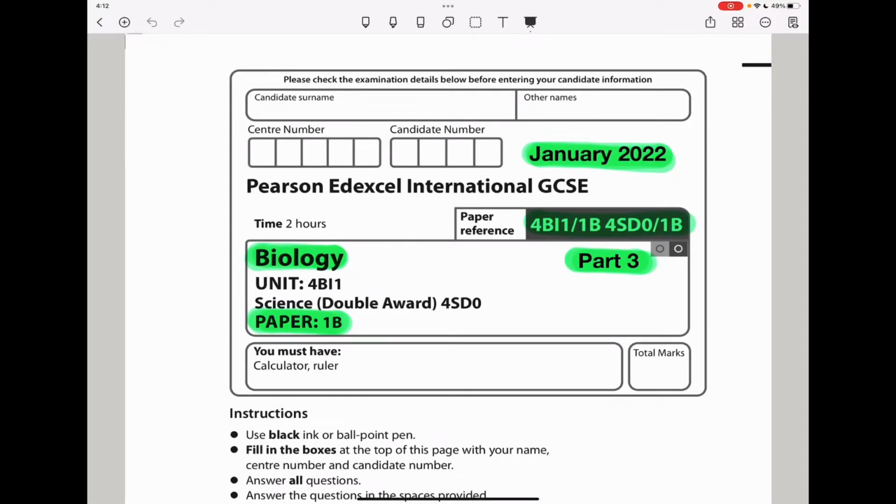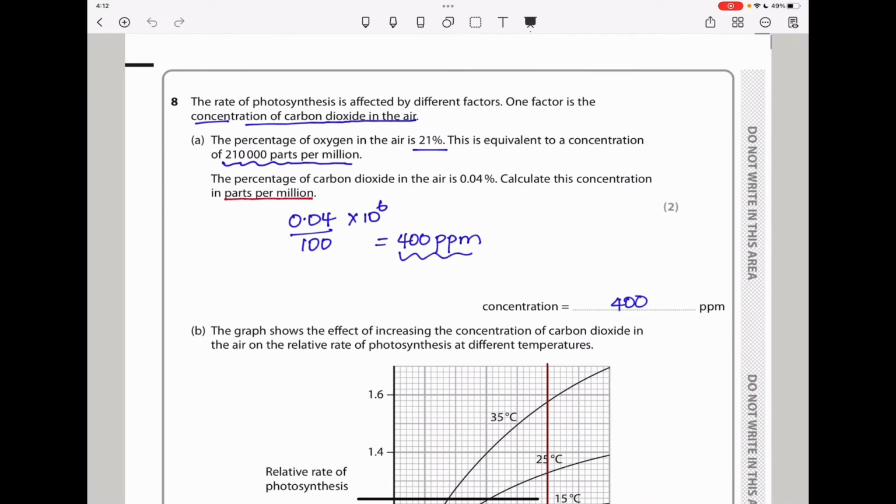Today we are doing the Pearson Edexcel International GCSE Biology Paper 1B for January 2022. This is the Part 3 video. I did 2 more videos and I'll put their links below in the description box of this video. Let us begin with question 8.